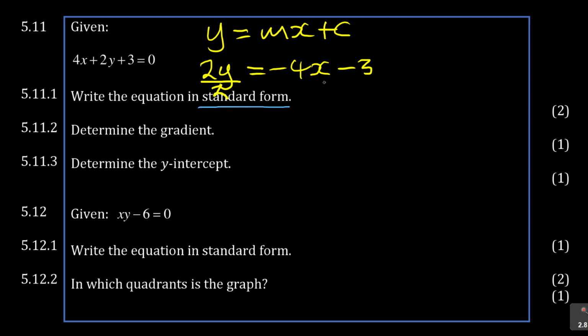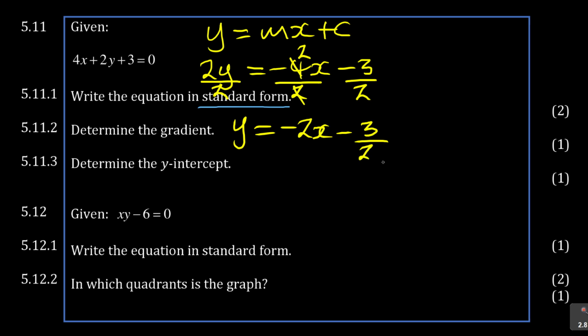Divide by 2, but on the right hand side, don't just say divide by 2 like that. It's not going to be standard. You must do it individually. Divide by 2, divide by 2, so that you can have mx plus c. So you will have y is equal to 2 into 4, it's minus 2x. Then c there is minus 3 over 2, or you can say minus 1.5.